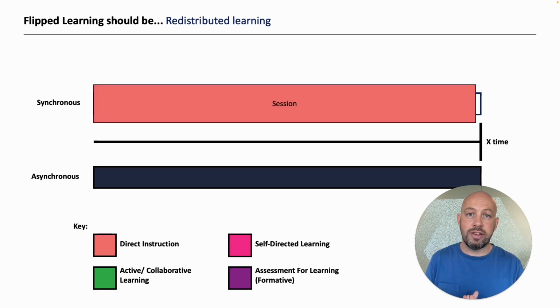So what we promote instead is that you see flipped learning as a redistribution of learning across two environments. One environment is the synchronous environment, and one environment is the asynchronous environment. So the synchronous environment is the live environment. So that could be live online via Zoom or something similar, or it could be on campus.